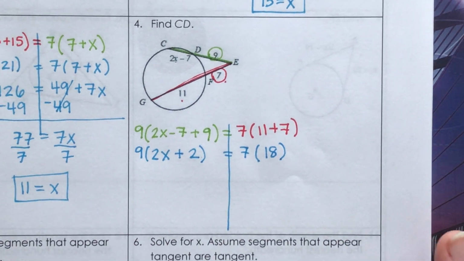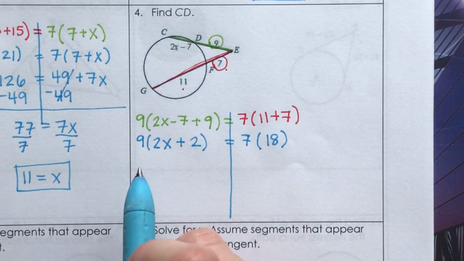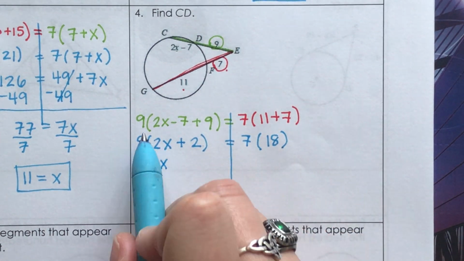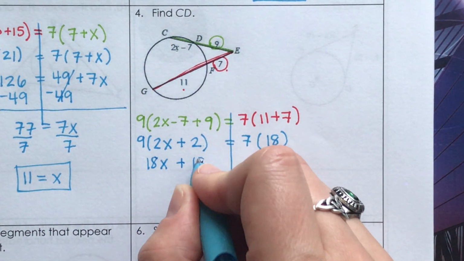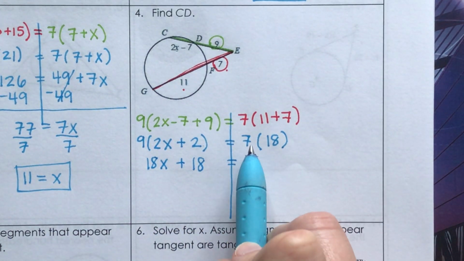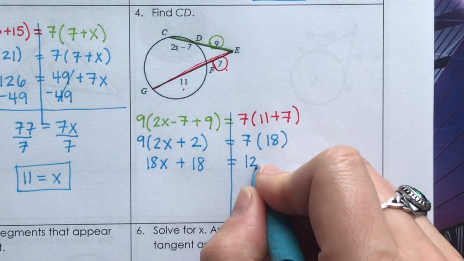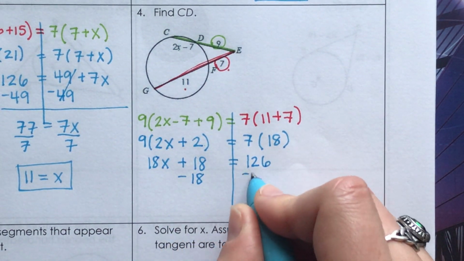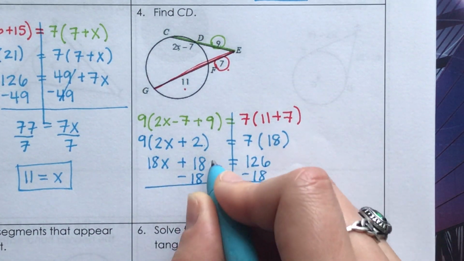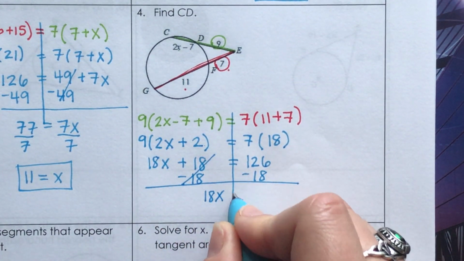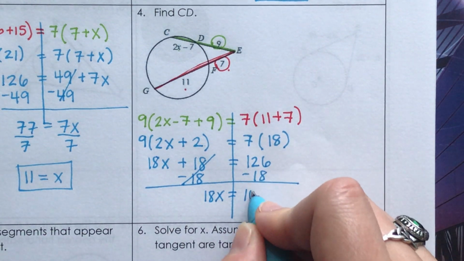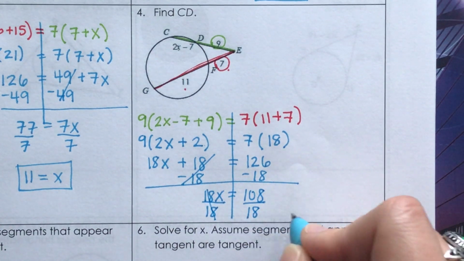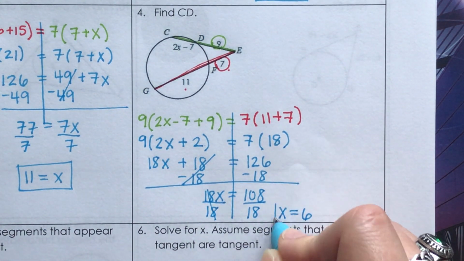And now this makes my problem a lot easier. So on the left side, I'm going to distribute 9 times 2x, 18x. 9 times 2 is positive 18, equals 7 times 18 is 126. Then I want to get the x by itself, so the first thing I do is subtract 18 from both sides. I get 18x equals 108, and then I divide both sides by 18. I get that x equals 6.